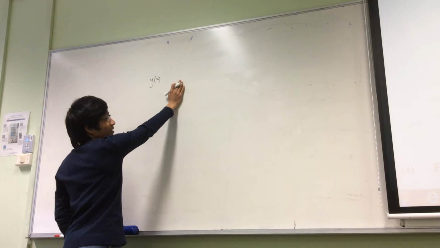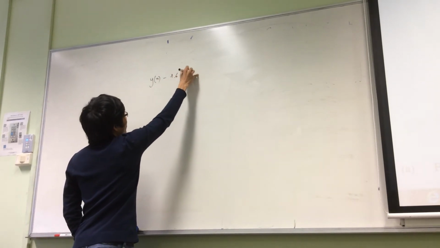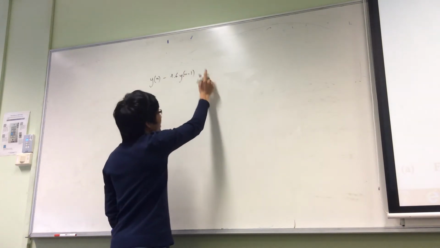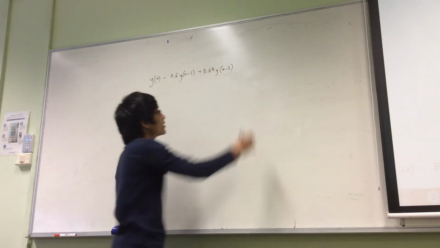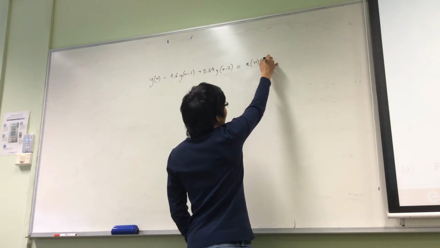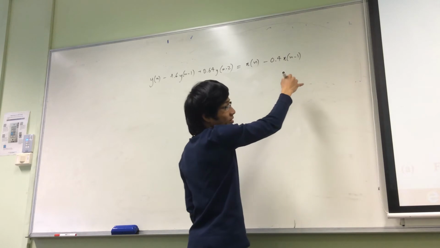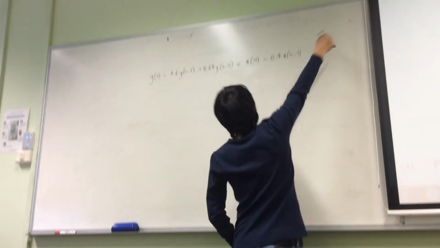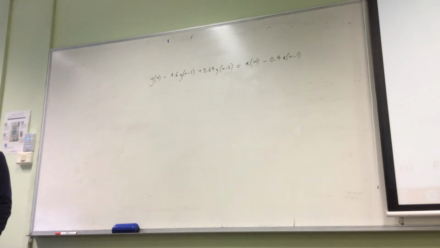So start with y[n] minus 1.6 y[n-1] plus 0.64 y[n-2] equals x[n] minus 0.4 x[n-1]. First we start with the y[n]. This one is called the difference equation. Minus 1.6, because it is brought from the other side.